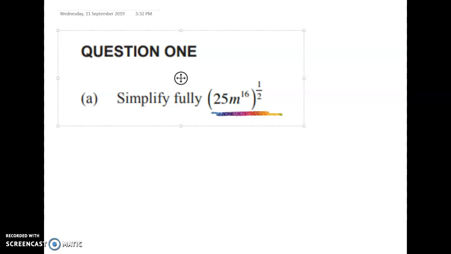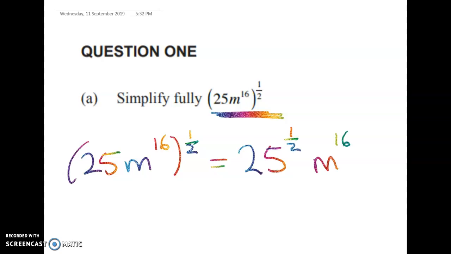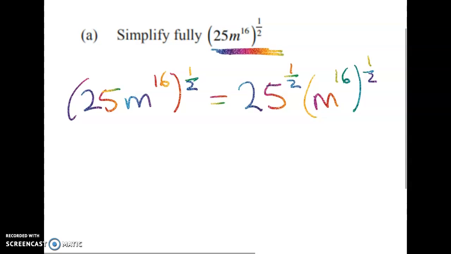Simplify fully this expression here. So we've got 25m to the power of 16, all to the power of 1/2. Now, depending on how confident you are, you can either hop straight to the answer or you can expand it out bit by bit. And I'm going to go reasonably slowly. So we're going to have 25 to the power of 1/2 times m to the 16 to the power of 1/2. Let's look at what each of those bits mean.